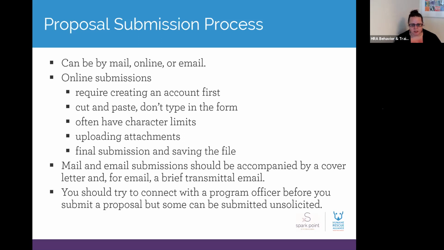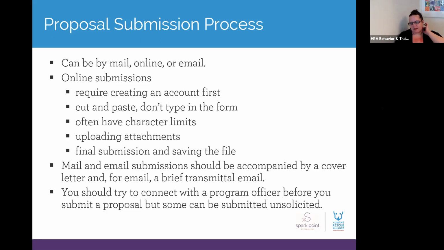Mail and email submissions should be accompanied by a cover letter. And if you're sending an email, a brief transmittal. A cover letter is a one-page document that's signed by your executive director or your board chair, or whoever the highest level person is in the organization, with an overview of your proposal, the amount of money that you're asking for, and some language about why you are a good fit for whatever funder it is that you're submitting to. Each mail and email submission should have that, and all of that should be included in a package.